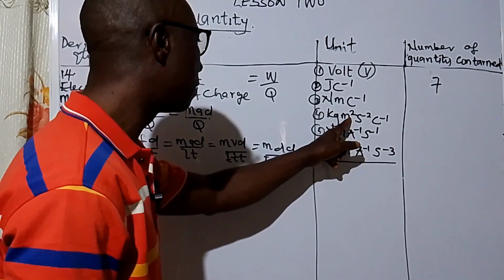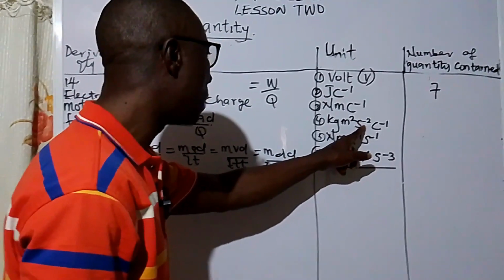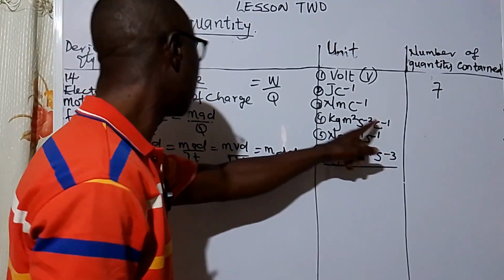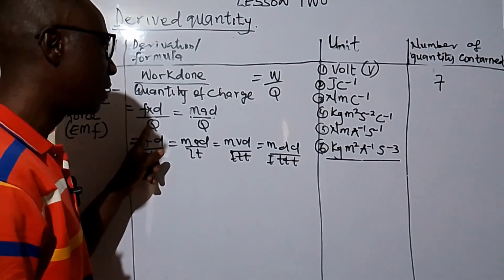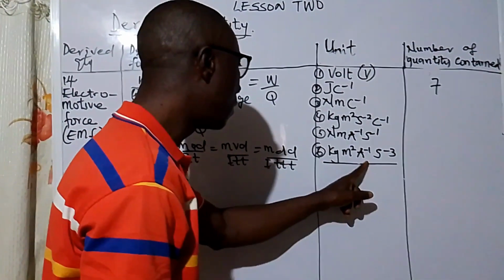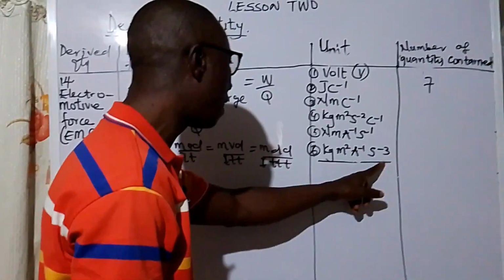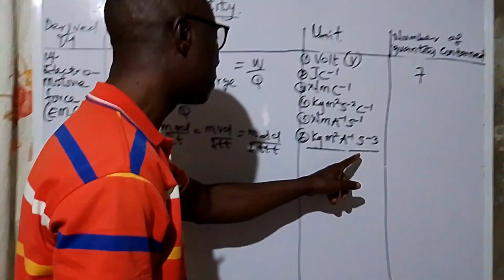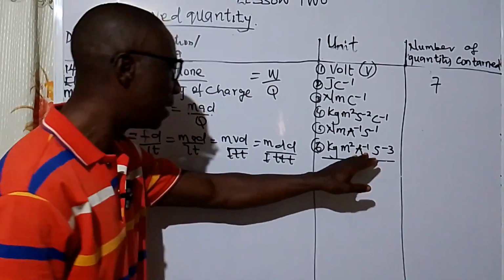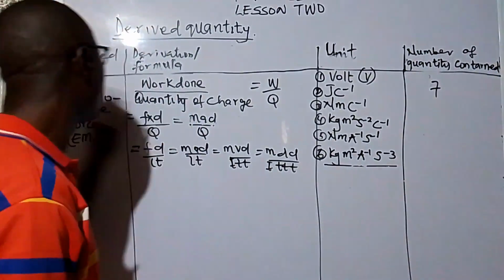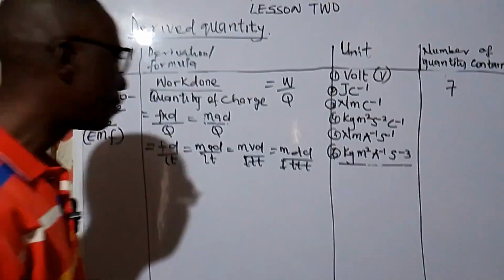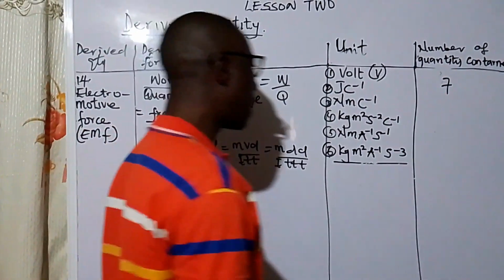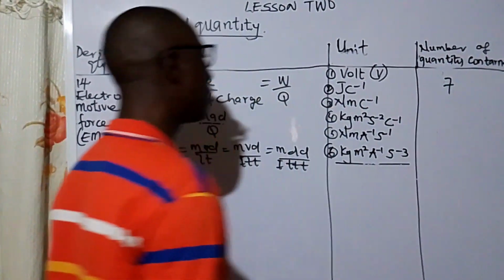Compared to this one, the only derived unit we have here is coulomb. That is the unit of quantity of charge. So it's a derived unit. But here, there's no derived unit at all. All are fundamental quantities. That is why we should agree that the basic unit of electromotive force is this last one, which is kilogram meter square per ampere per second cube.